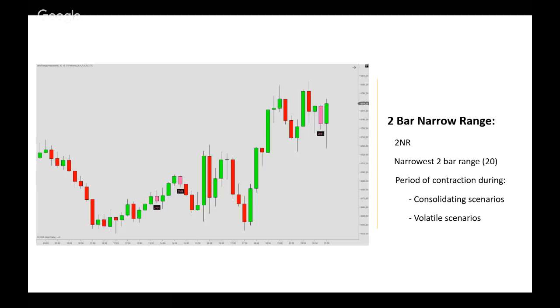And that can identify a period of contraction in both volatile as well as in consolidating market scenarios. So we see here a narrower range condition here. We get into high volatility, and we have a contraction here as well.